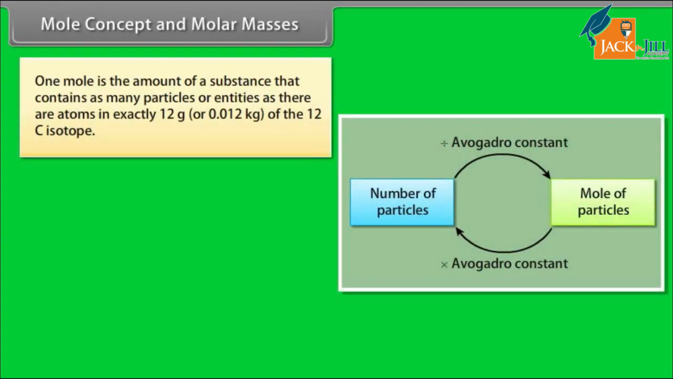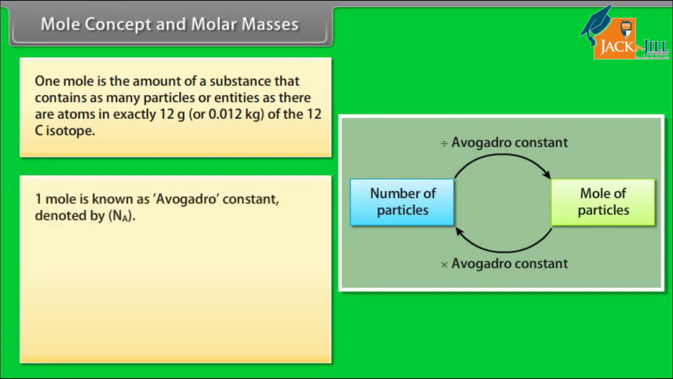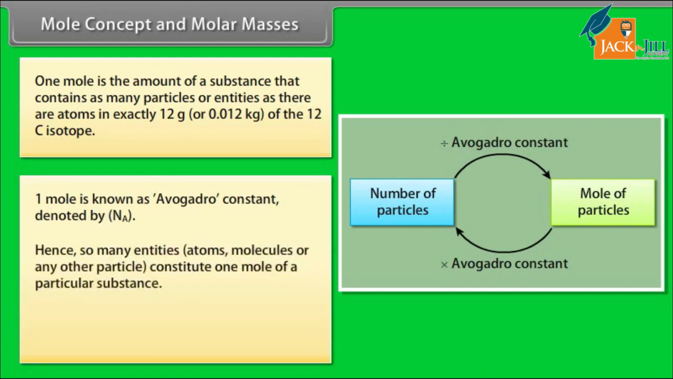Mole concept and molar masses. 1 mole is the amount of a substance that contains as many particles or entities as there are atoms in exactly 12 gram or 0.012 kg of the carbon-12 isotope. The number of entities in 1 mole is known as Avogadro constant, denoted by NA. Hence, so many entities, atoms, molecules or any other particle constitute 1 mole of a particular substance.